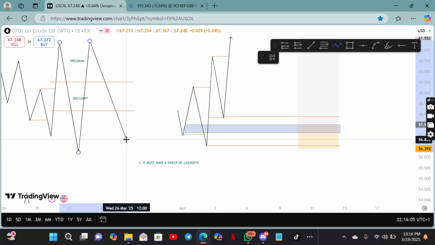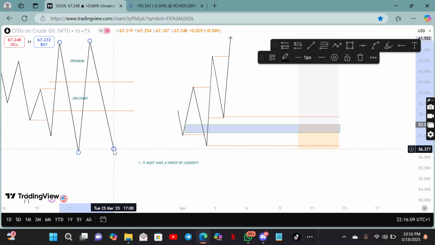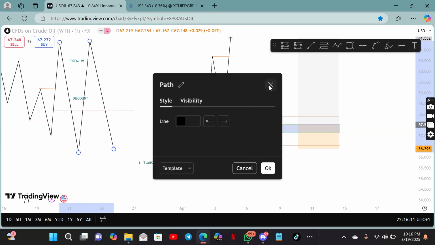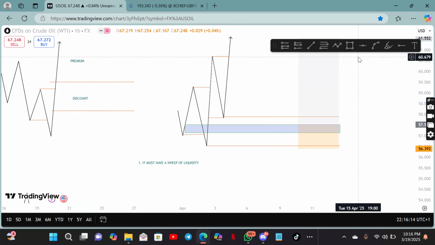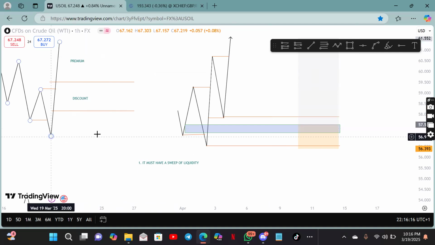Do you understand it now? So it must have a sweep before we start talking about our setup. Yes, it must have a sweep. That will be the protected low. So any trade we want to take there, we should make sure that the stop loss is above the low.